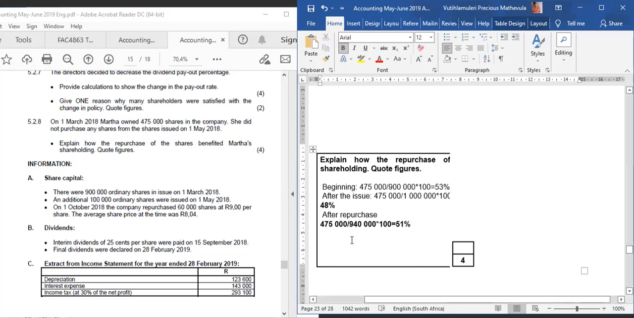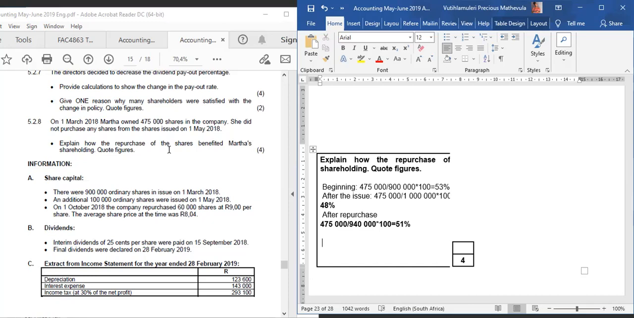And you're going to get marks for this, right? So the question is, explain how the repurchase of the shares benefited Martha's shareholding. Quote figures. These are the figures that you're supposed to quote, right? So initially at the beginning, Martha was owning 53% of the company. Anything more than 50% means that Martha was controlling the company. Martha had control over the company because she was a majority shareholder. She had most of the shares, right?